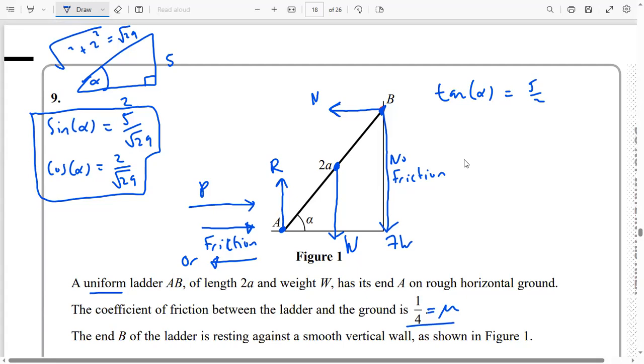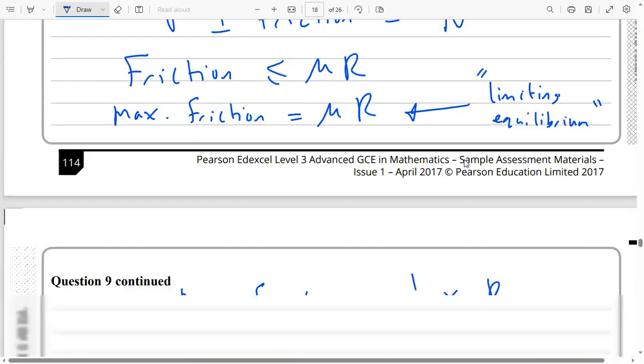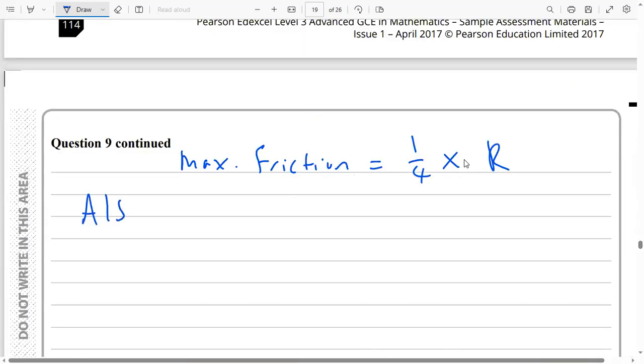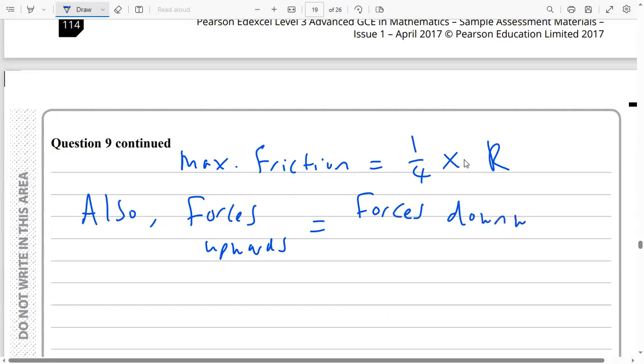Remember, the ladder is in equilibrium. So forces going to the right equal forces going to the left, but also forces going upwards equal forces going downwards. Forces vertically upwards equal forces vertically downwards. If I was doing this in the exam, I'd include the word vertically, just to be very clear to the examiner what I mean by upwards and downwards.